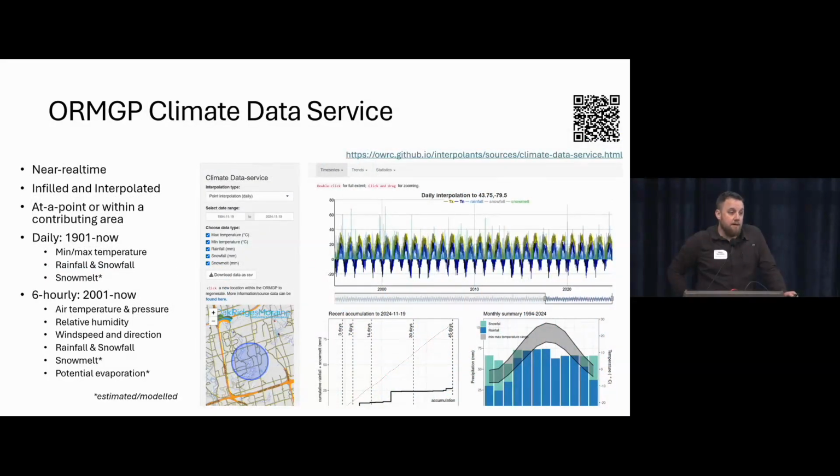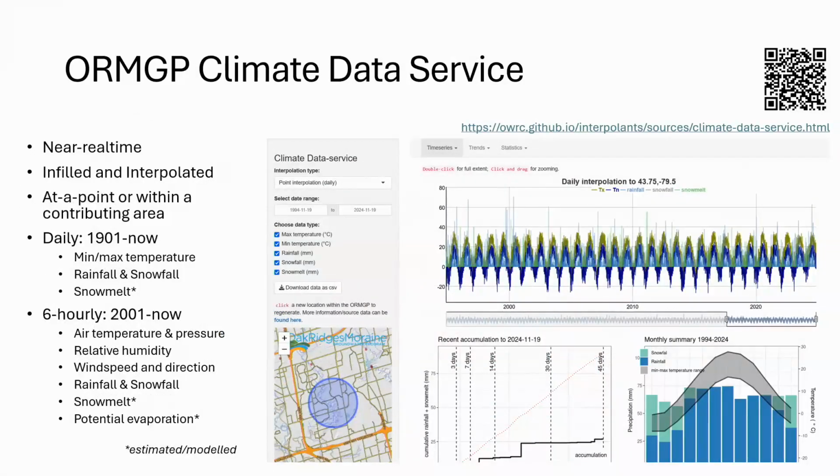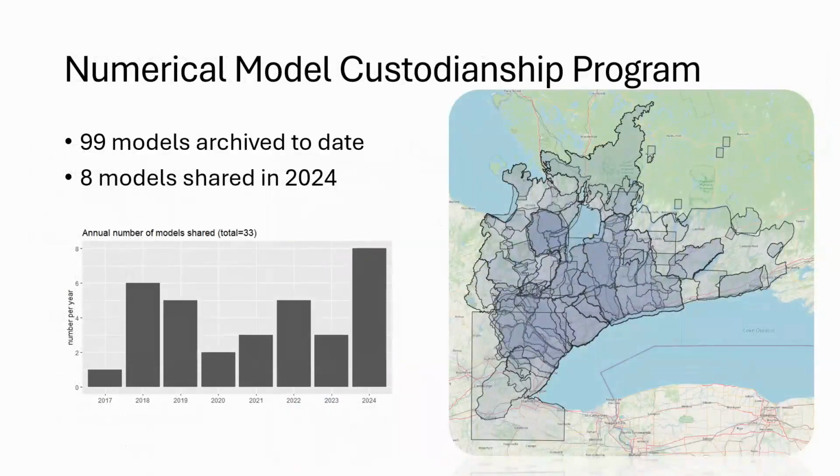On top of that, we have a functioning climate data service. Our entire region now has, you can click at any location, and get a long-term infilled climate data set. There's a whole suite of details on how that's produced. You can have daily data or 6-hourly data, and they go back to 1901. This also works within a catchment area that you can delineate to get the aggregated climate data. So we have some good data coming in.